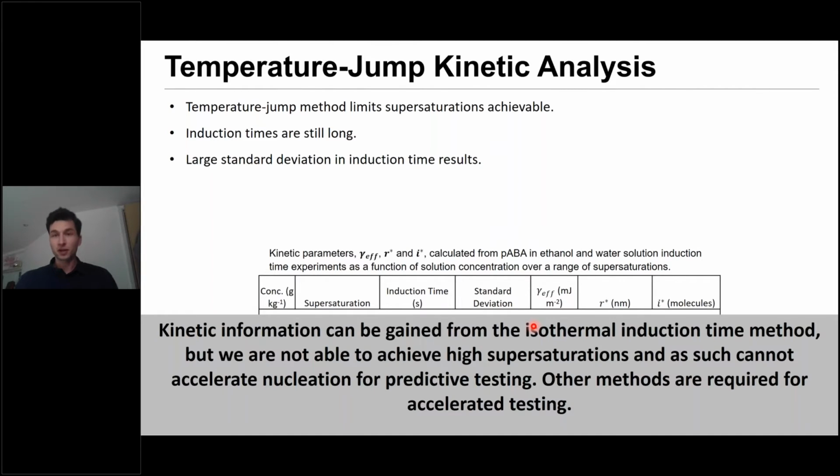So using this temperature jump kinetic analysis, we see that we can get kinetic information from this, but we're not actually able to achieve the high supersaturations that we would need for accelerated predictive testing. So we need another method.